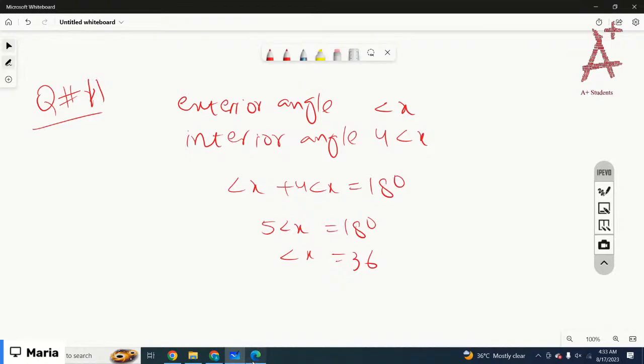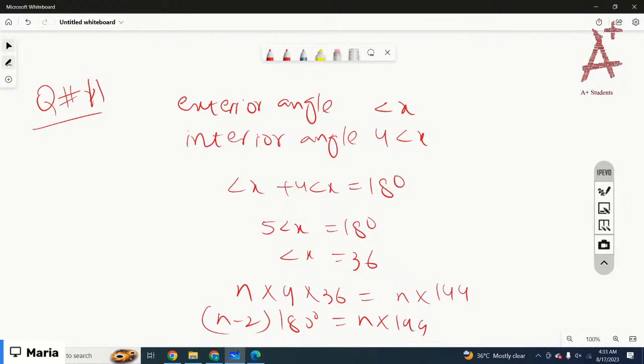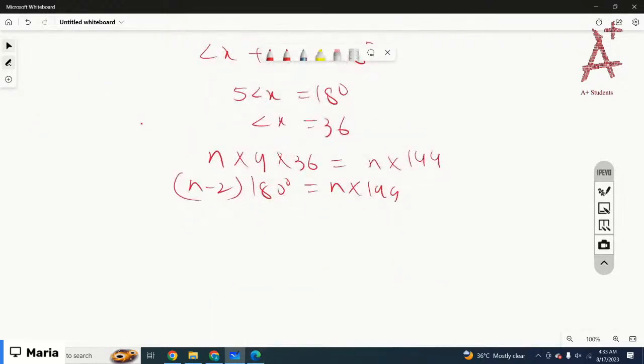Now we know that it is a regular polygon, right? So n times 4 times 36 equals n times 144. So it would be n minus 2 times 180 degrees equals n times 144, right? Just calculate the value of n from here. You have to do 180 and just solve the equation for n. 180n minus 360 equals 144n.